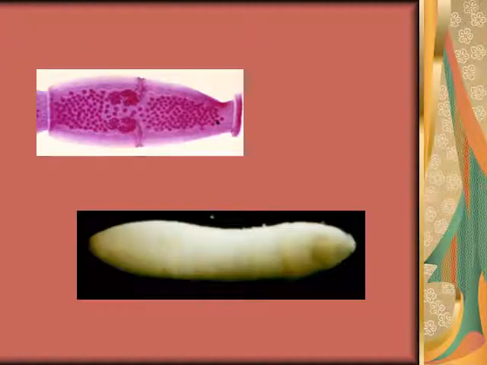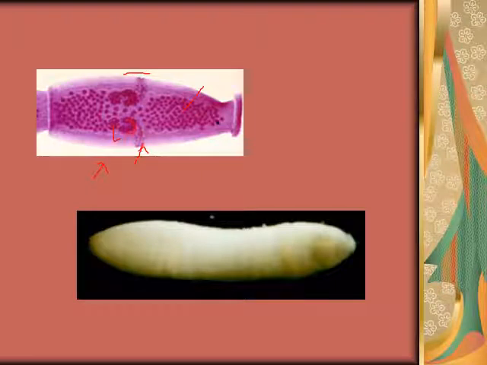This is a mature segment of Dipylidium caninum, having here the ovary. This is the vitelline gland, and this is the genital pore. Here the same is on the other side, and the testes are scattered all over the segment. These dots are the testes scattered all over the segment.